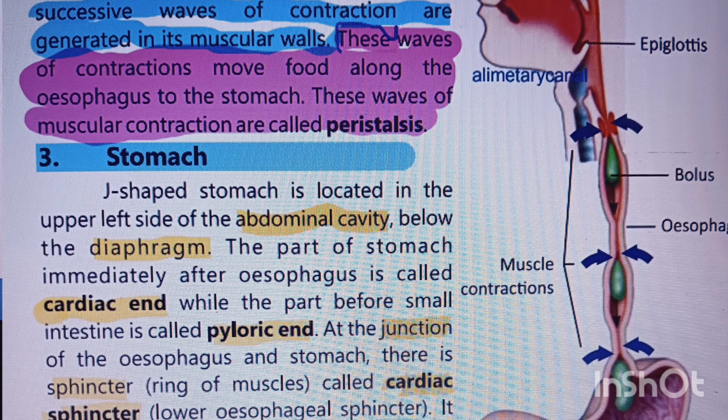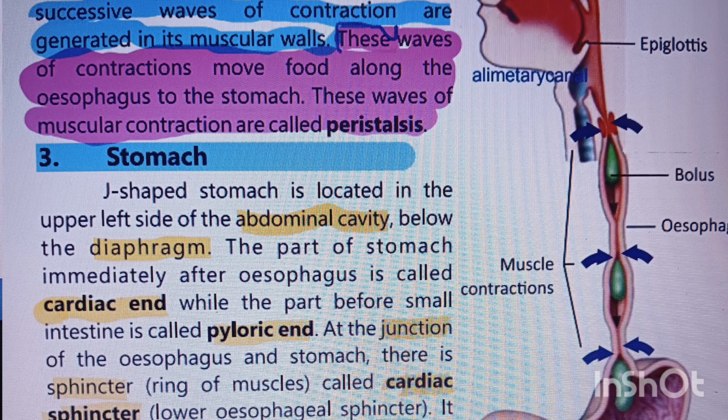The part of the stomach that is at the very end of the esophagus, which is the food pipe, is called the cardiac end, while the other part, which is connected to the small intestine, is called the pyloric end. You can also see in the diagram that the food pipe, the esophagus, is coming down. The portion of the esophagus connected to the stomach is its cardiac end, while the other portion of the stomach attached to the small intestine, what is it called? We call it the pyloric end.